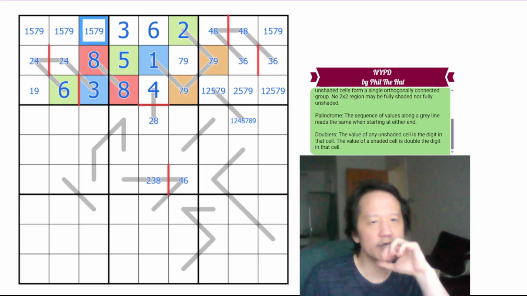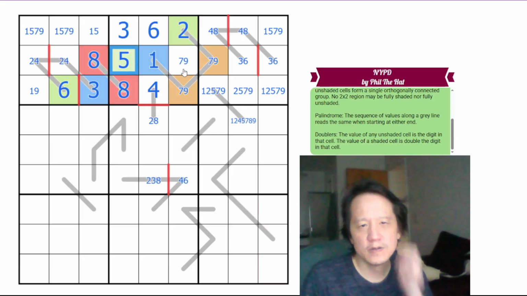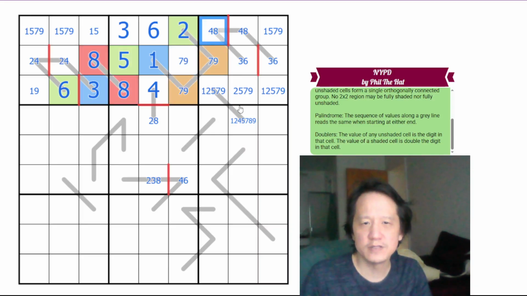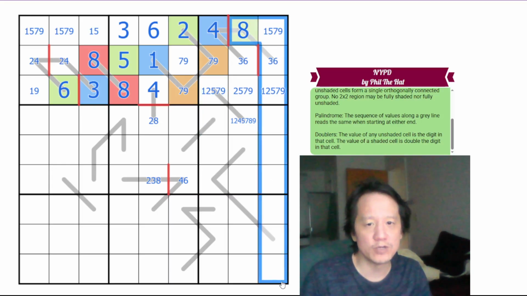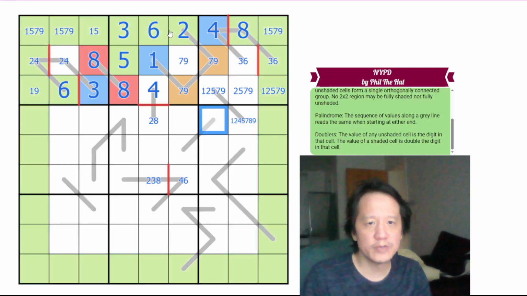This is 8. 8 cannot be consecutive with 7 or 9, so this can't be 7 or 9. 5, 7, 9, 7, 9. This can't be 8 because it would be consecutive with 7 or 9. So this is 4, this is 8. 4 is doubled, so this is blue. Interesting. And this is green. So all the rest does have to be green. Interesting. That means this is all green.